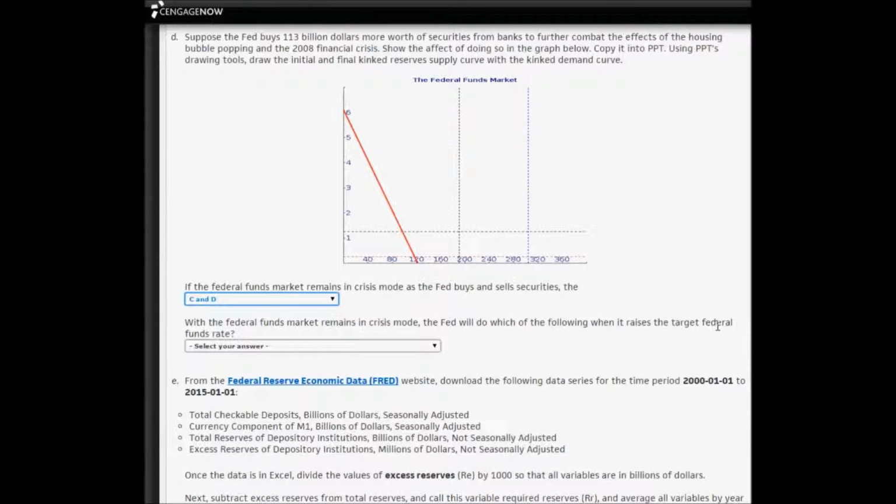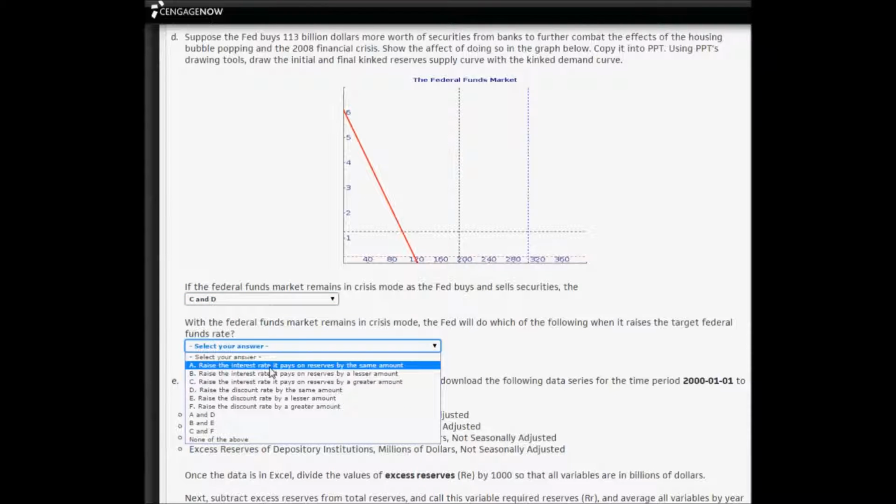If the federal funds market remains in crisis mode, the Fed will do which of the following when it raises the target federal funds rate? Raise the interest rate it pays on reserves by the same amount. Yes. Raise the discount rate by the same amount. Yes. So A and D are true.